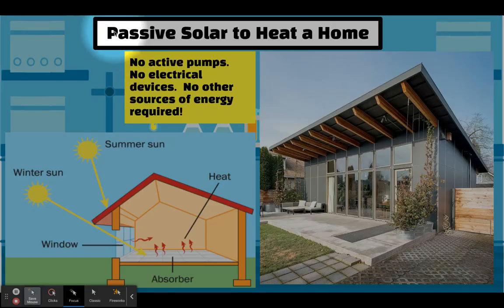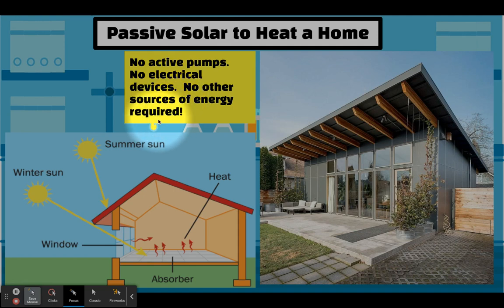The first kind of solar energy that engineers are using is called passive solar. And it's used to heat a home or a building. And in this kind of engineering, there aren't any pumps, no electrical devices, no burning of anything, and no other sources of energy are required.